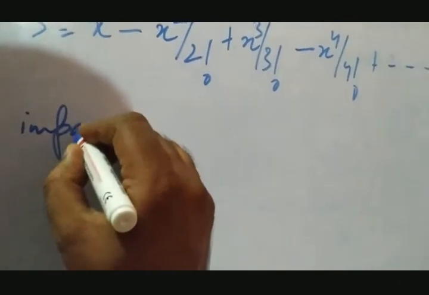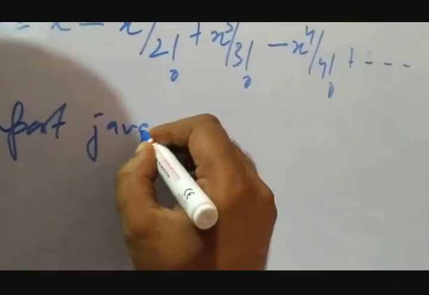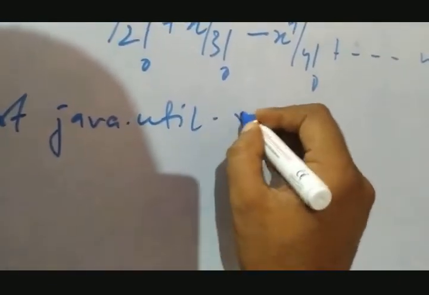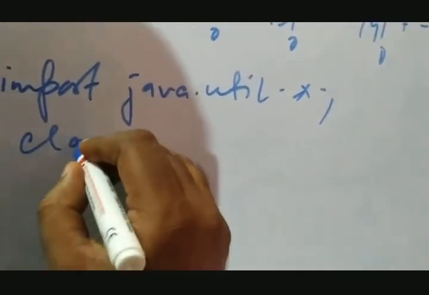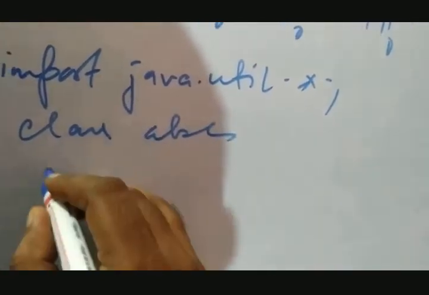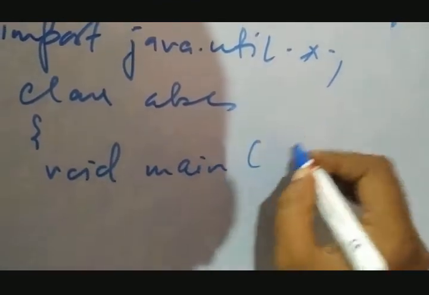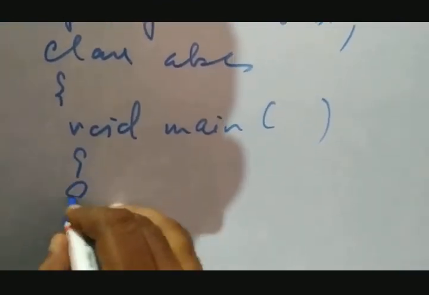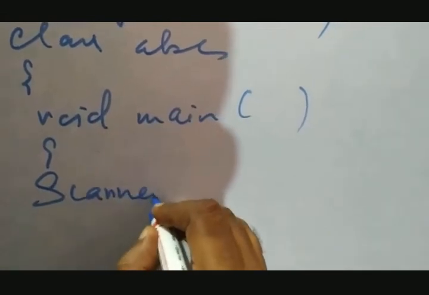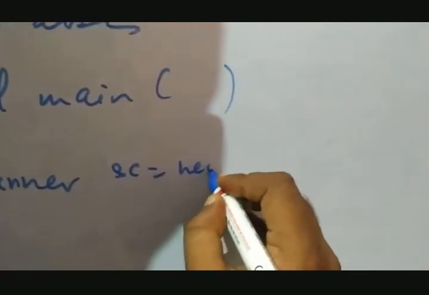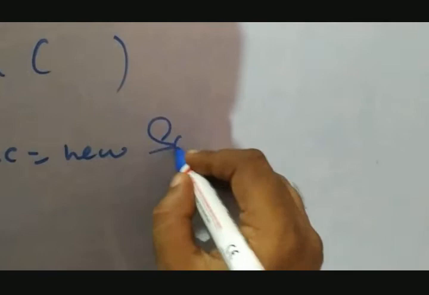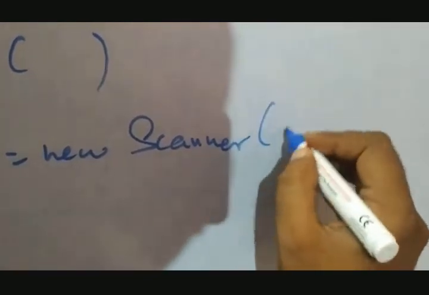Import java dot util dot asterisk. class abc. void main. Scanner sc equals to new Scanner(System.in).